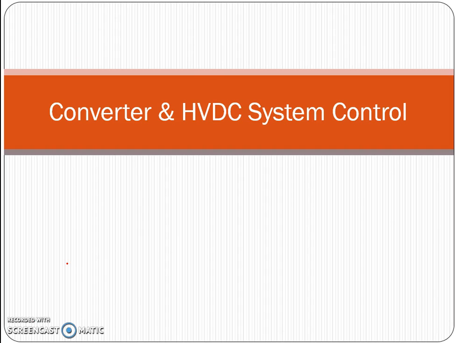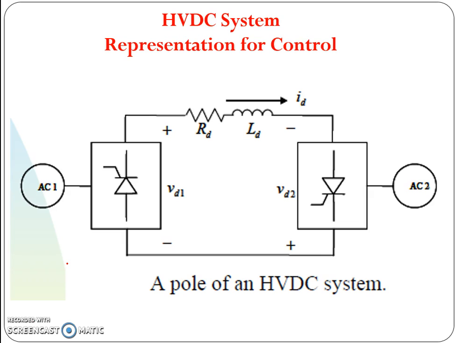I would like to give a description about converter and HVDC system control. In general, an HVDC system requires some control parameters. This figure represents a single pole of an HVDC system. Here we can observe a supply side end and a load side end, which are both AC system networks. The supply end converter can be considered as a rectifier, and the load side end converter can be considered as an inverter circuit.